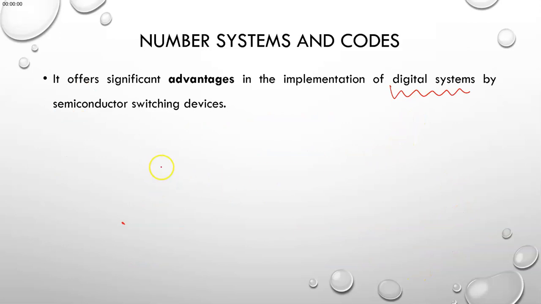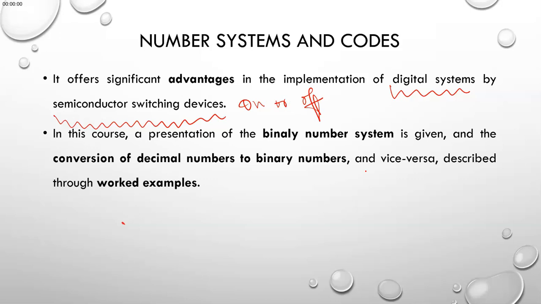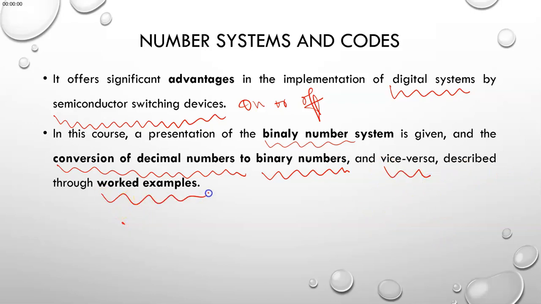The binary number system offers some inherent advantages because the electronic circuitry that makes up the digital system, mostly from semiconductor switching devices, works best when it operates in two states of on or off. So in this course, we are going to discuss the binary number system, and we are going to start with converting decimal numbers to the binary number system, and also vice versa. And we are going to look at some examples.